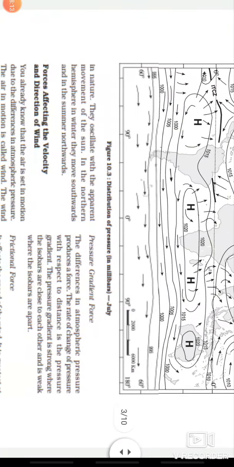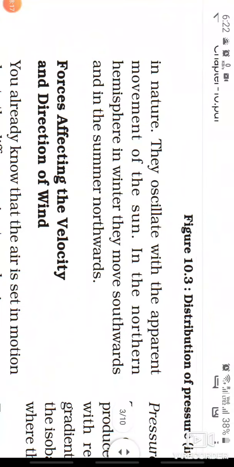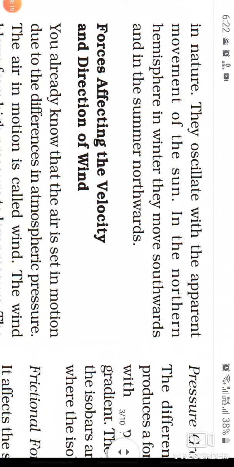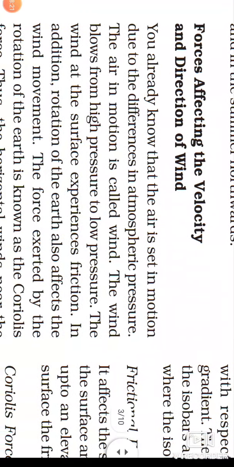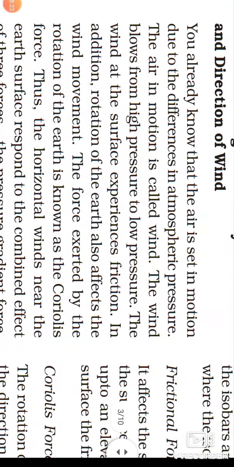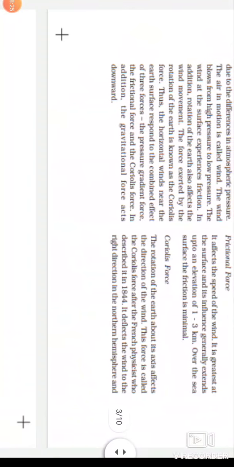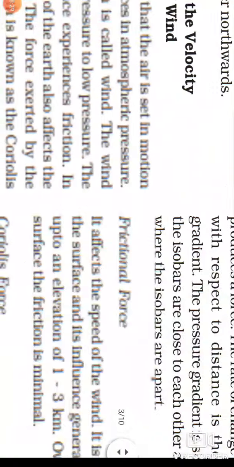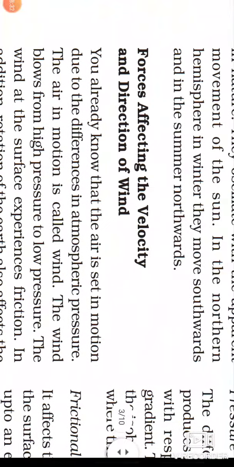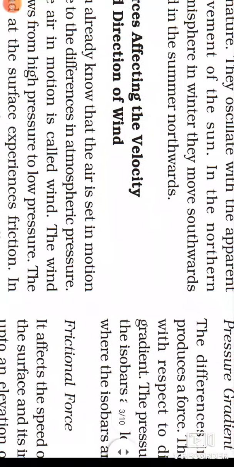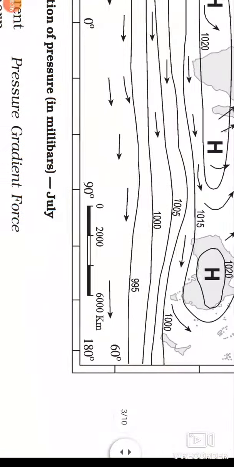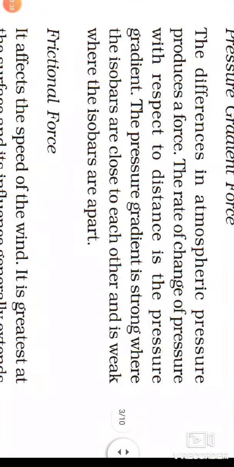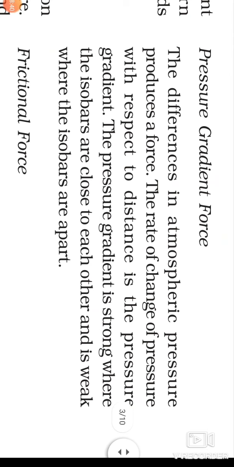Okay, so next is forces affecting the velocity and direction of wind. Okay, now we will be dealing with various kinds of factors which are affecting the direction and velocity of wind. Okay, first one is the pressure gradient force.